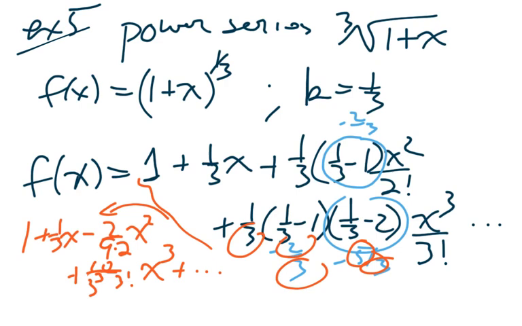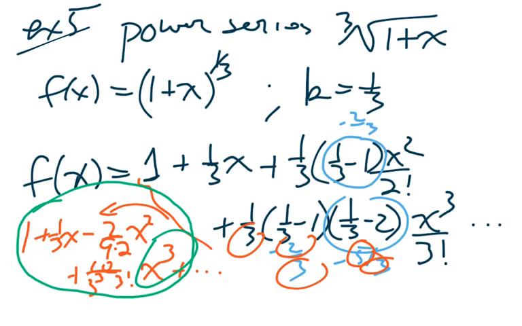Interestingly, what we have here is a pretty slick way to approximate the cube root of 1 plus x. If x is small, then these terms will be small, and that would be a good approximation. If x is large, then it won't be a good approximation, but as we keep going out in terms, the approximation becomes better and better.